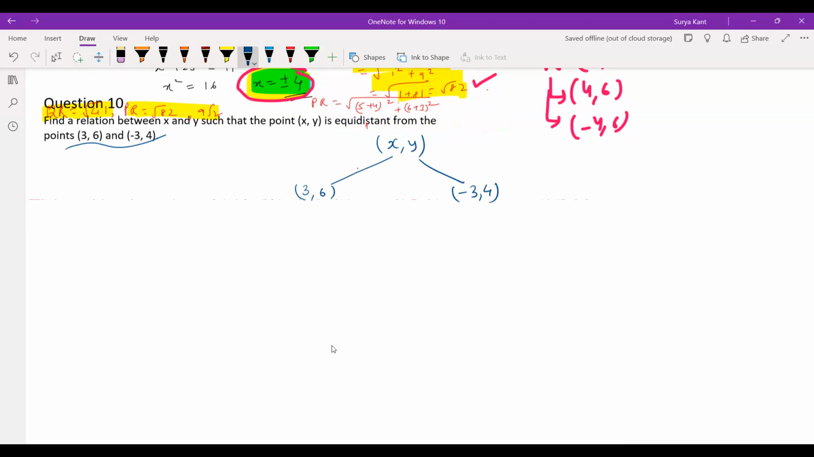So the distances of these 2 points are equal. I just name them anything. You can write here x, this one A, B, and C. So distance of AB is equal to distance of AC. Use the distance formula here. So root over 3 minus x whole square plus 6 minus y whole square.